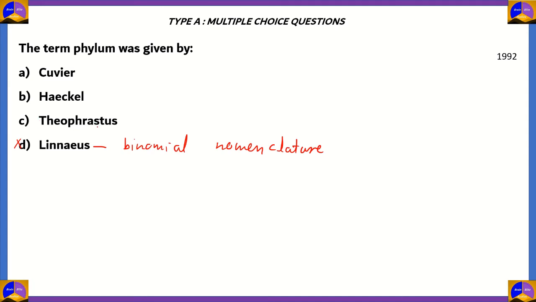Next, we have option C, Theophrastus. Now, Theophrastus is credited as the father of botany. He was a student of Aristotle, the father of zoology, and he had studied many plants in ancient times. So therefore, his contribution is being the father of botany, having started the science of botany. So option C is incorrect.